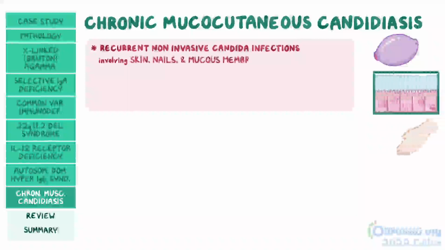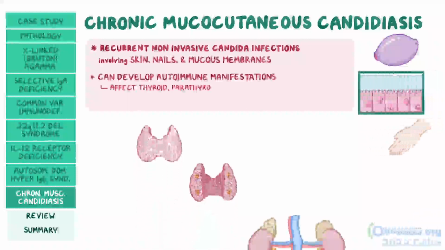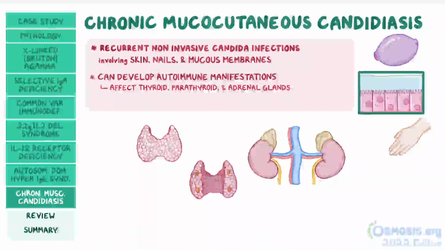nails, and mucous membranes. In addition, they can develop autoimmune manifestations that most often affect the thyroid, parathyroid, and adrenal glands, but can also lead to anemia, thrombocytopenia, neutropenia, and arthritis.